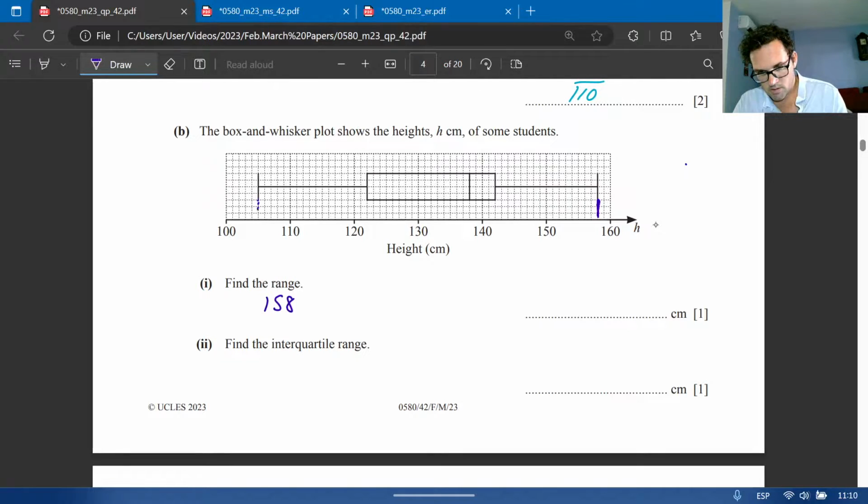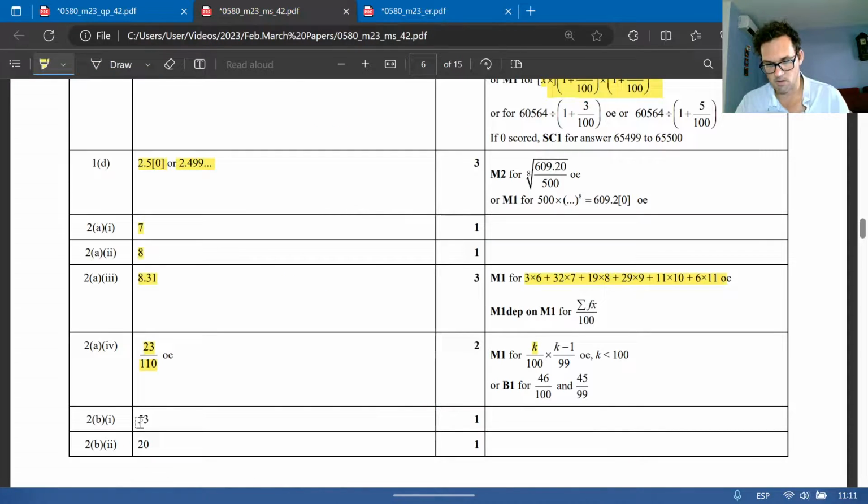And then the lowest height, that seems to be right in the middle, yeah? So that's 105. And what would that be? 53 centimeters. So the difference between the tallest and the shortest is 53 centimeters.